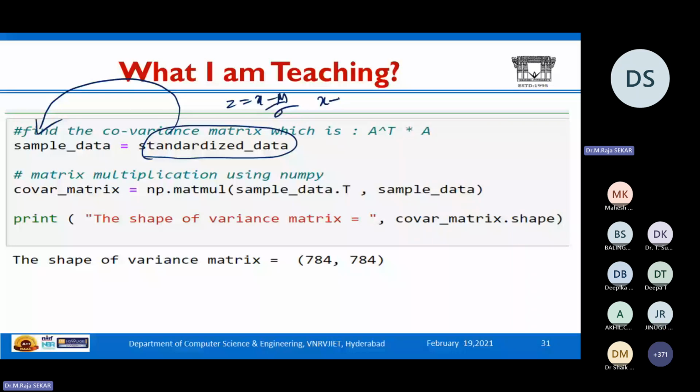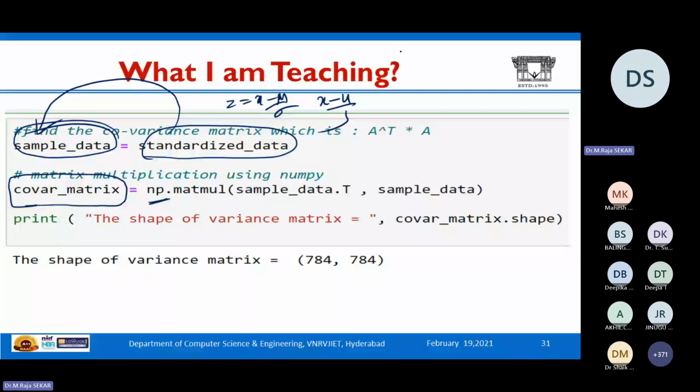In this context, they are saying X minus U by S. After standardizing, I'm keeping it in a variable known as sample_data. Now I have to calculate the covariance matrix, covar_matrix. np, what is np? Import NumPy as np. All of you know what NumPy is, isn't it?